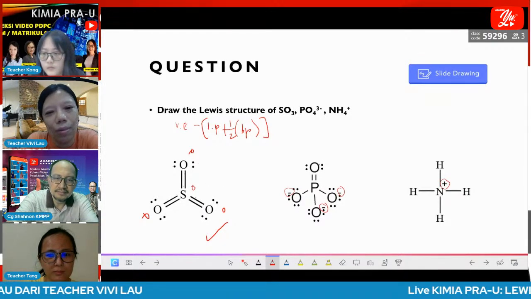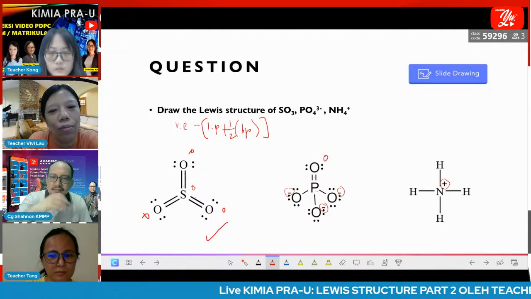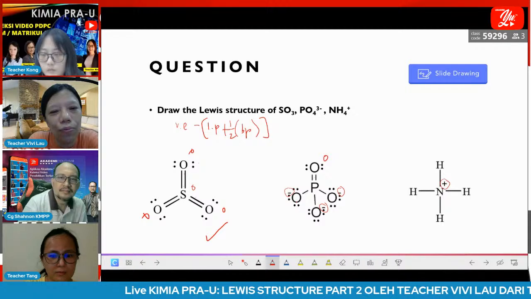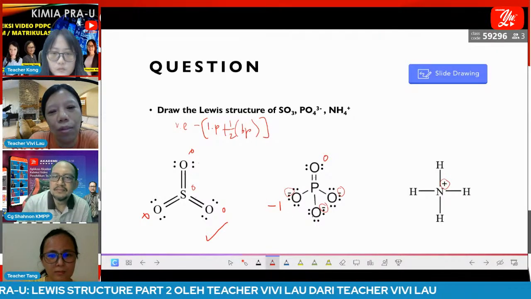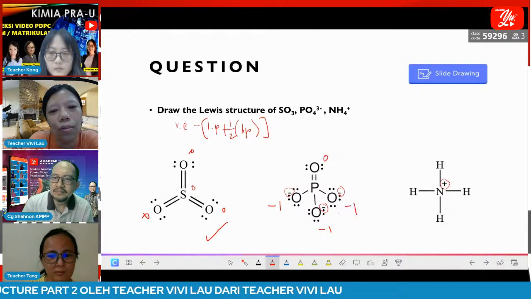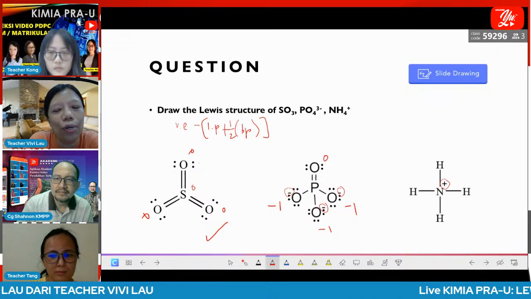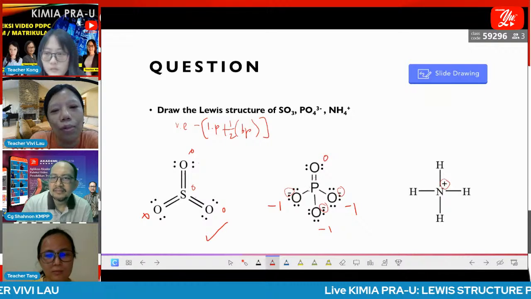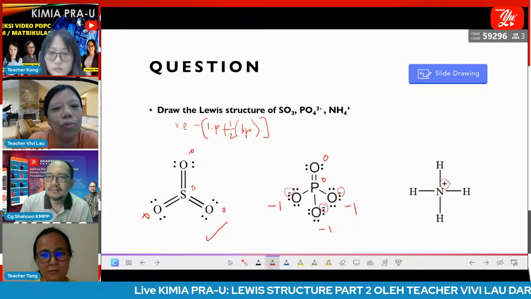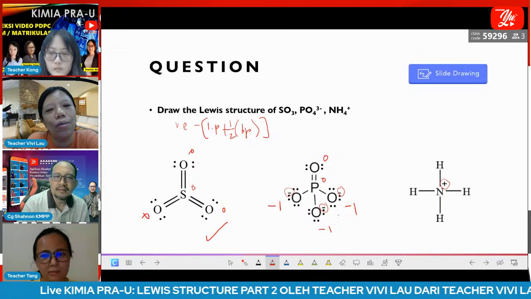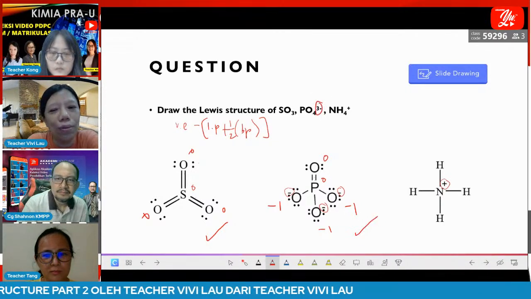Then this one, 2, 4, 6. Oxygen is 6 valence electrons, so 0 for this one. So 2, 4, 6, 7. So 6 minus 7, so negative 1. So this one is the same as this one. So 3 negative. I forgot to count phosphorus: 2, 1, 2, 3, okay, 5. So 5 minus 5, 0. So the total formal charge is negative 3, equal to the charge of the ion.